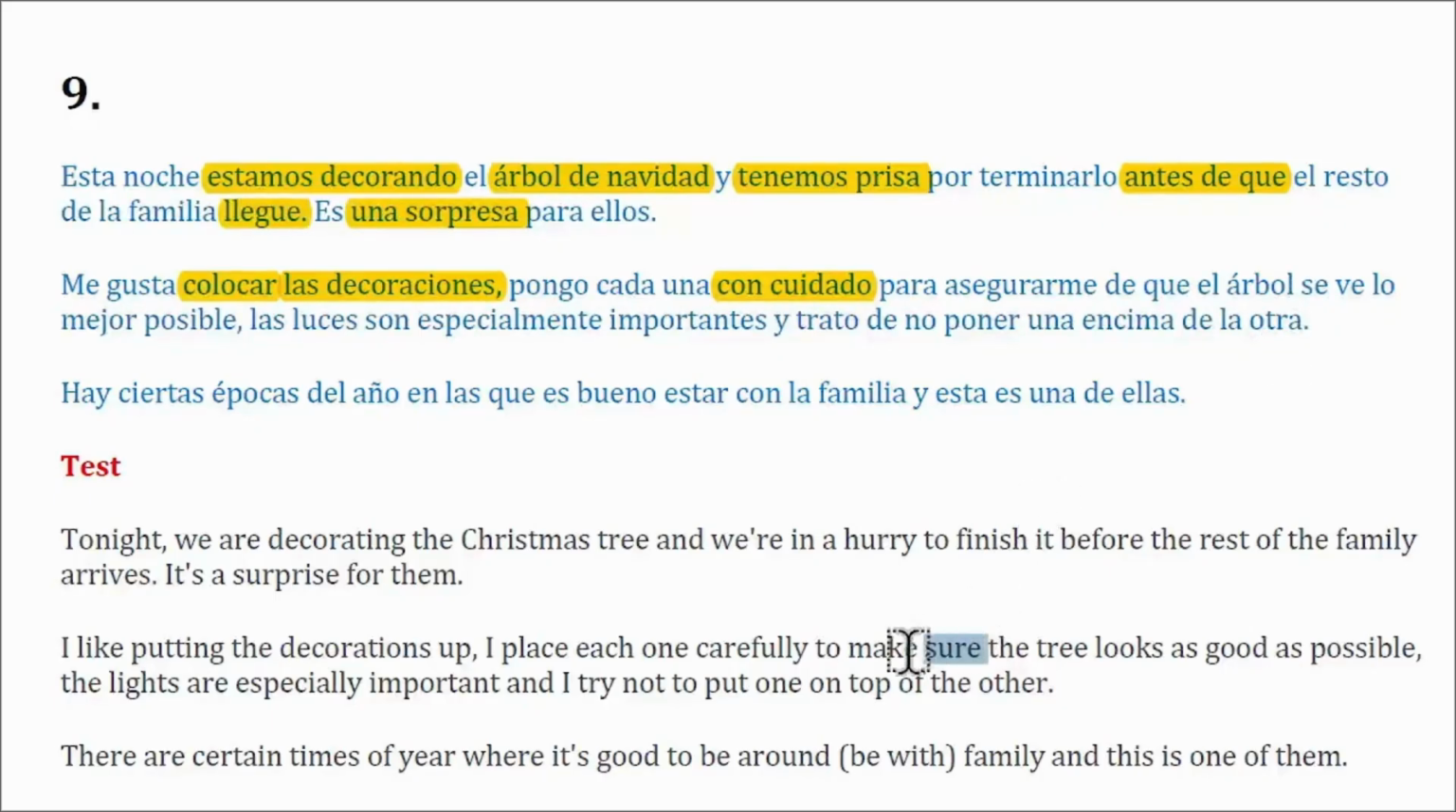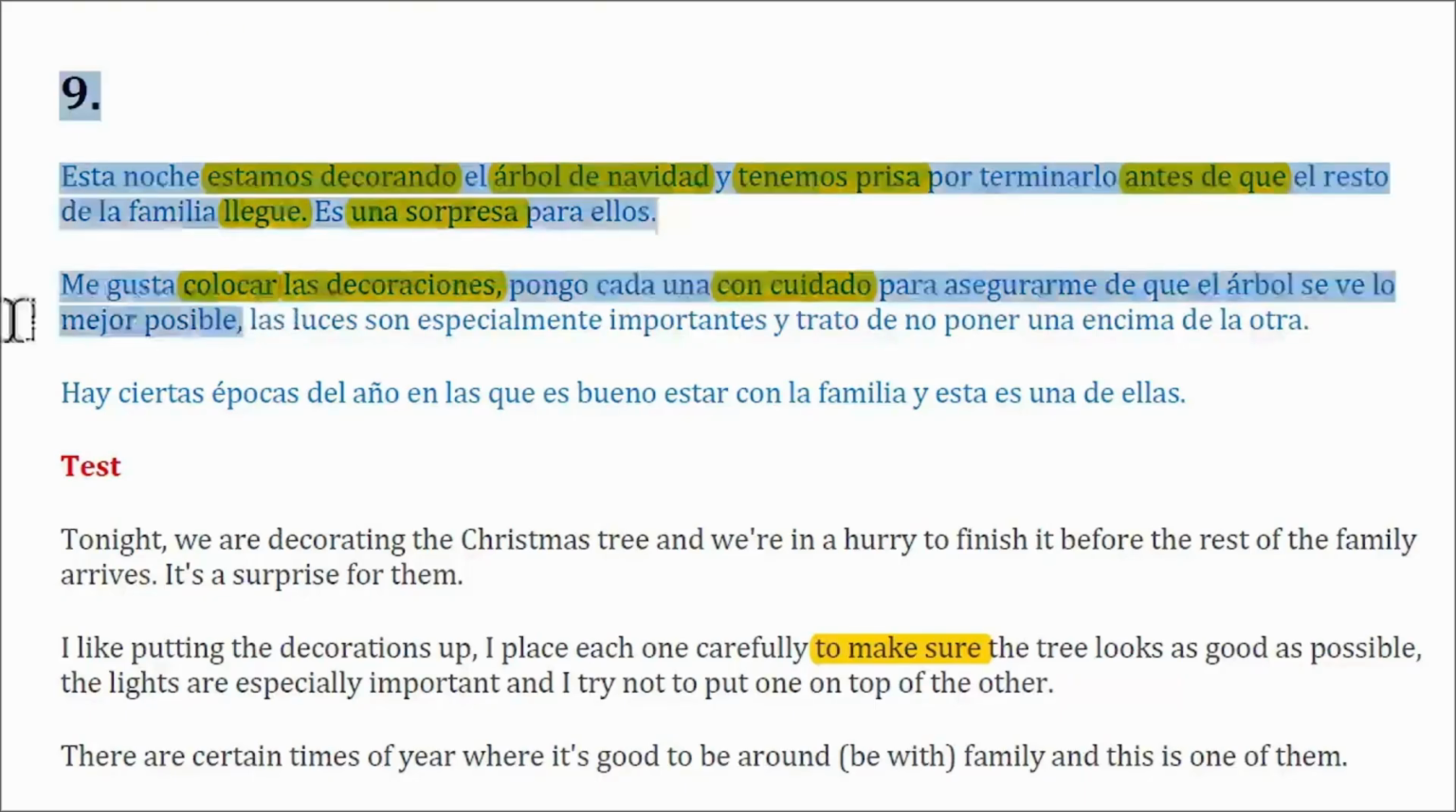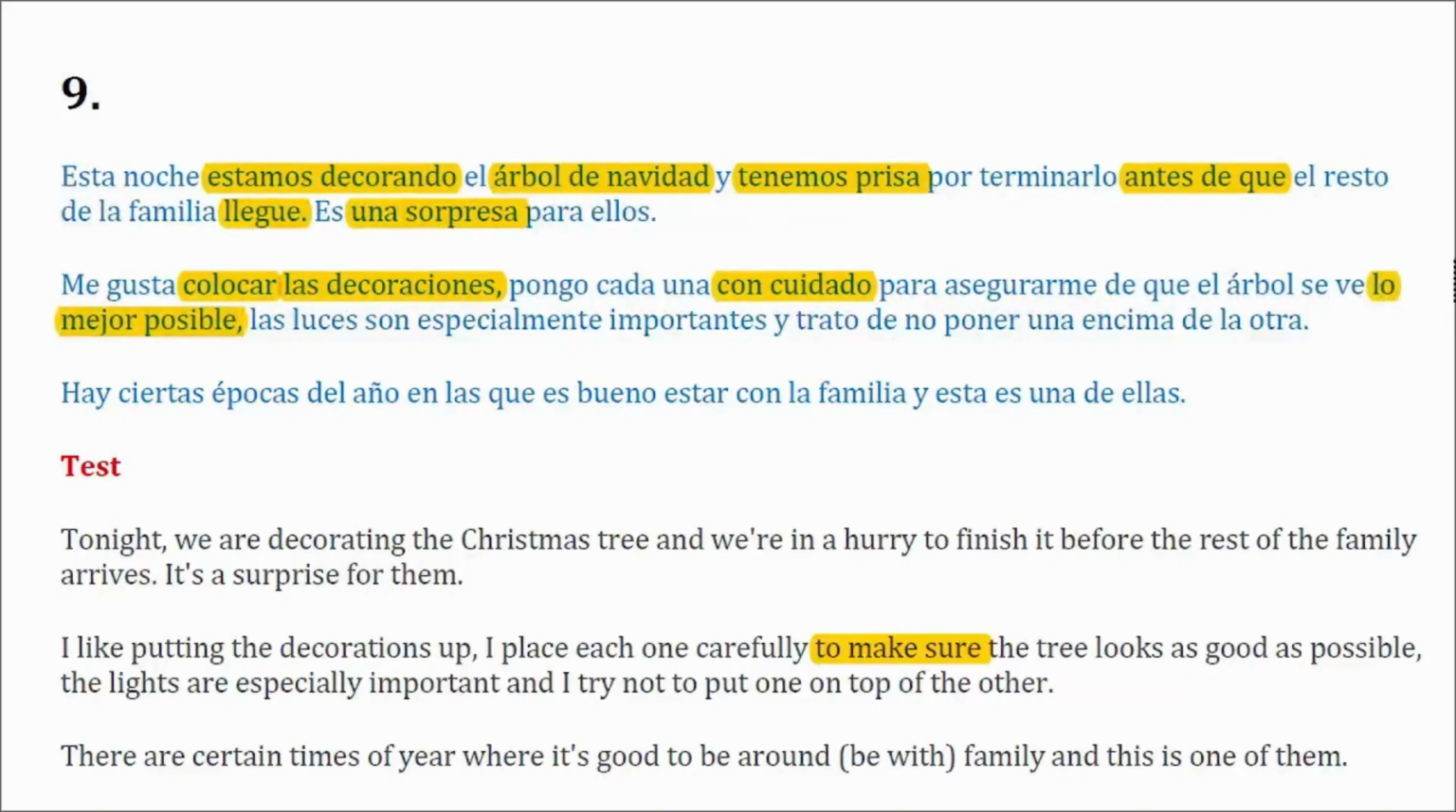In English we have to make sure. And the verb in Spanish is asegurar, but it's used reflexively, asegurarse. So this is literally saying, in order to assure myself that the tree looks as good as possible, lo mejor posible. This is a really nice phrase here for as good as possible, lo mejor, or the best possible, lo mejor posible. And se ve, you hear all the time for it looks. It's very useful, that se ve. Let's highlight this as well. Asegurarme de que. Then we have lo mejor posible.